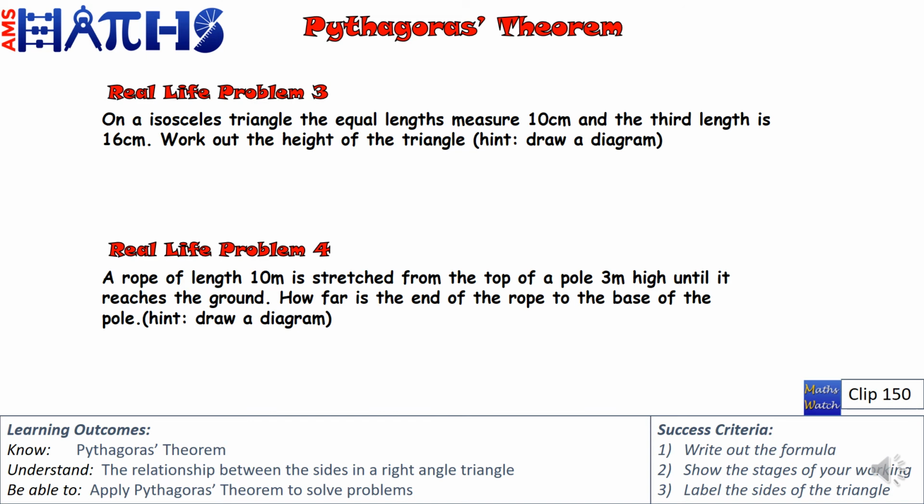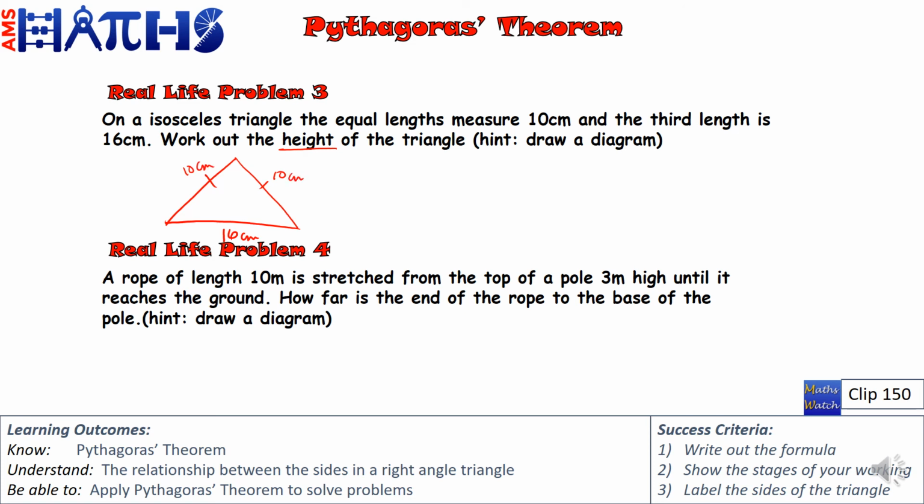Okay, we're going to look at 2 more examples. On an isosceles triangle, the equal lengths measure 10 cm. The third length is 16 centimeters. Work out the height of the triangle. So we'll sketch an isosceles triangle. The equal lengths will be 10 centimeters. The third length is 16 cm.